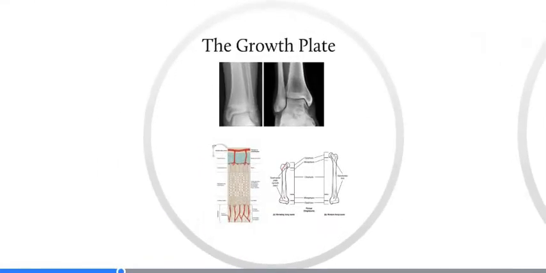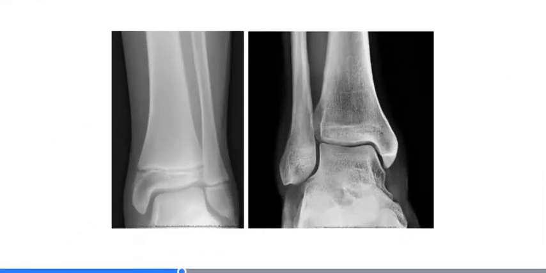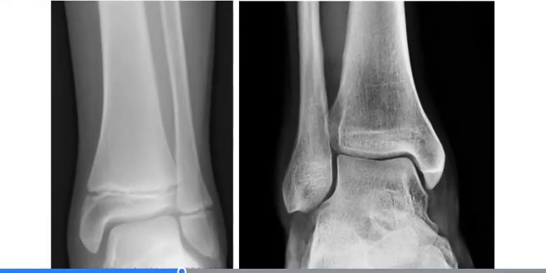Long bones get longer at a region called the growth plate or the epiphyseal plate, which is in the metaphysis region of the long bone as we originally described the bone. The growth plate can be visualized by X-ray. So before I describe what we're looking at here, let me first explain what an X-ray is.